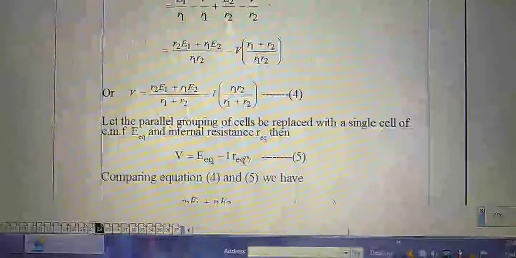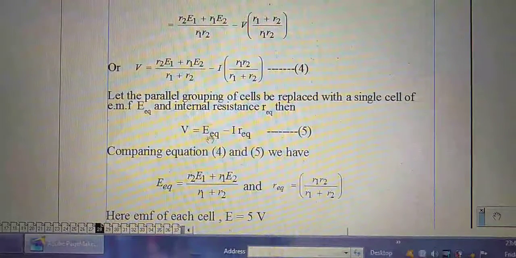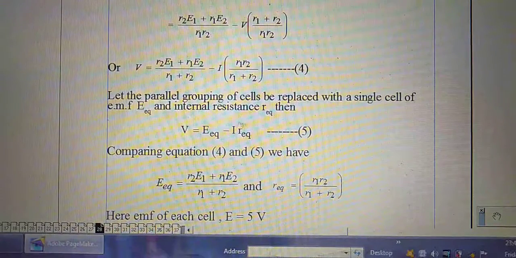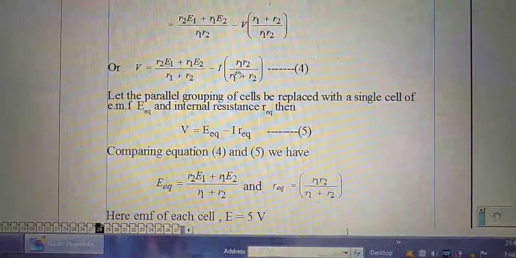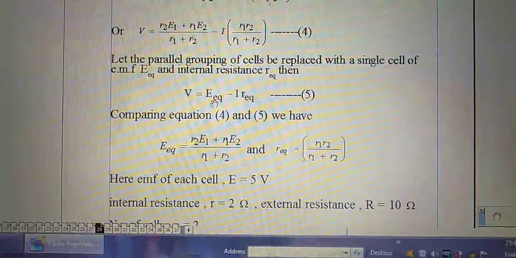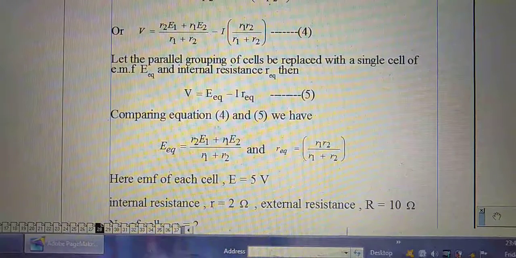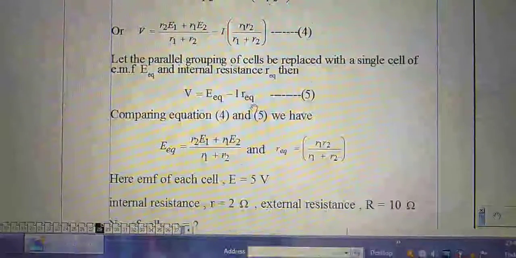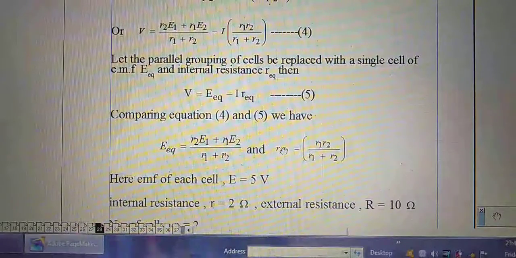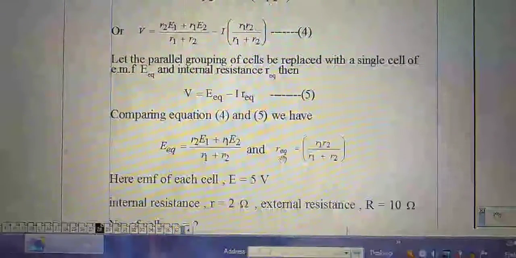Now for the equivalent circuit, what is the expression of voltage? That is V equal to E equivalent minus the voltage drop across the equivalent internal resistance. So just compare these two equations 4 and 5. In place of E equivalent, we get (R2 E1 plus R1 E2) divided by (R1 plus R2). And in place of R equivalent, we get R1 R2 divided by (R1 plus R2). So in the case of a parallel combination of cells, the internal resistance follows the parallel combination of resistances.